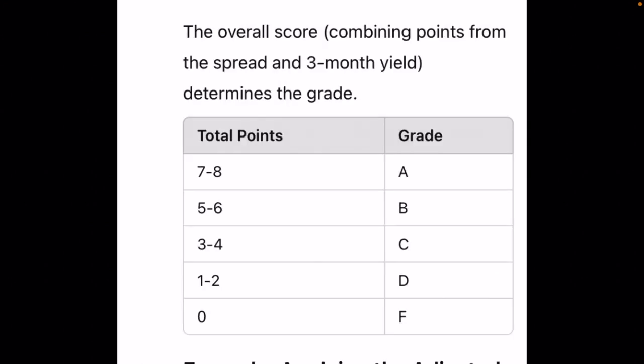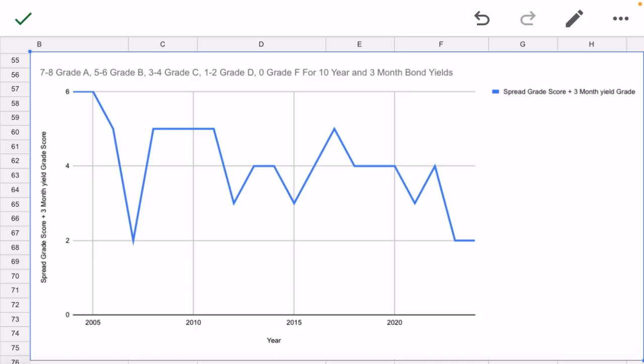So if you add up all the points together, 7 to 8 would give an A, 5 to 6 would give a B, 3 to 4 would give a C, 1 to 2 would give a D, and 0 would give an F score for the bond market. Between 7 and 8 is A. In the last 20 years, we didn't have anything that would be considered grade A bond market.